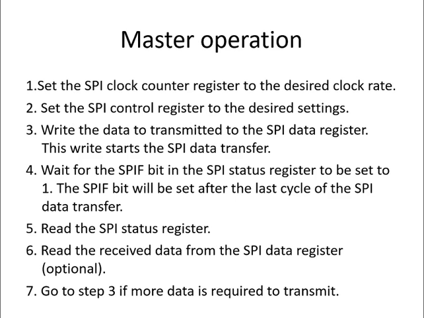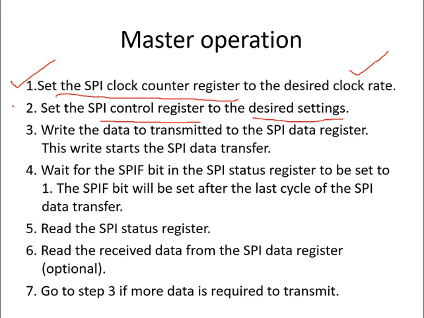So the first step is to set the SPI clock counter register, which decides the clock rate. Then set the SPI control register to the desired settings. Okay, that is the second. So first, set the clock rate.